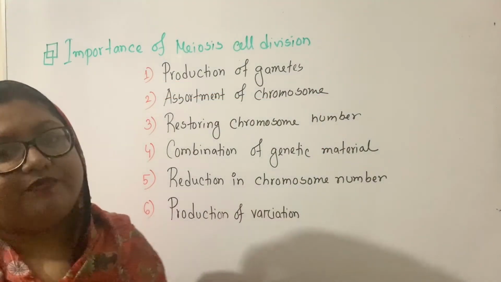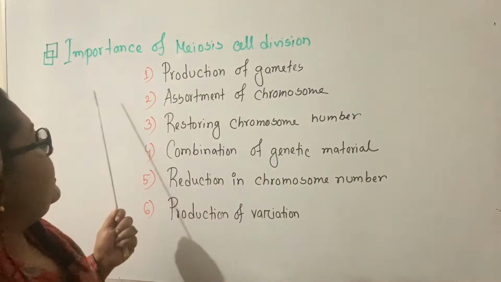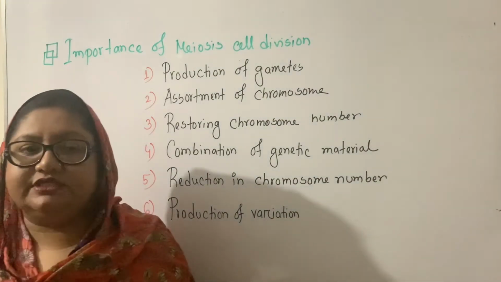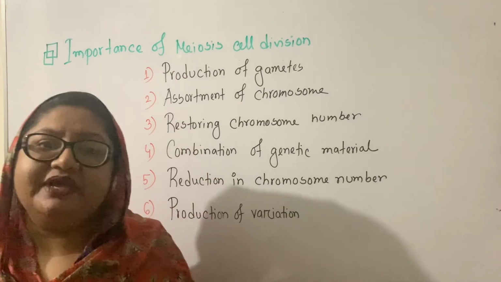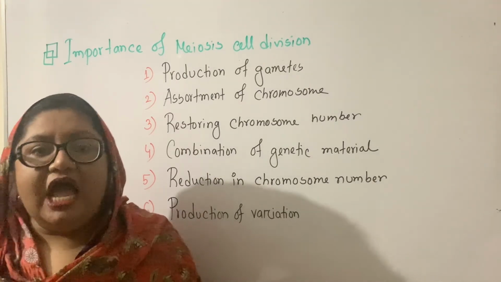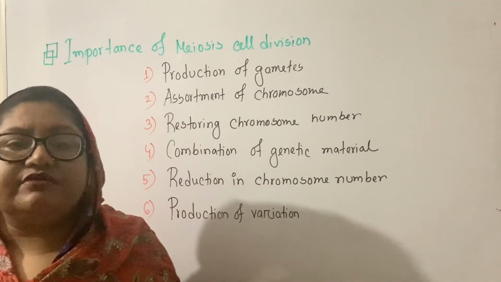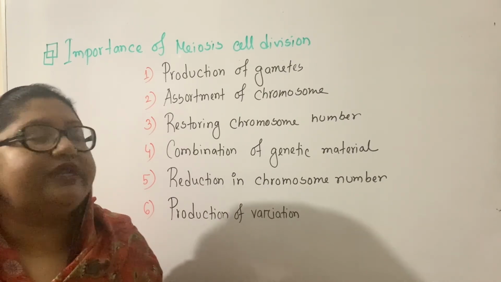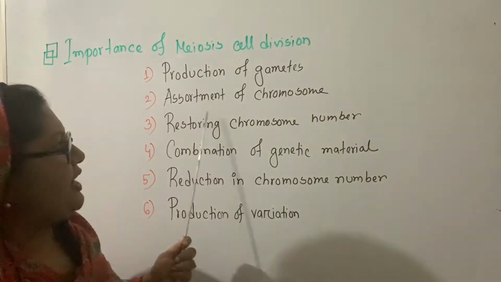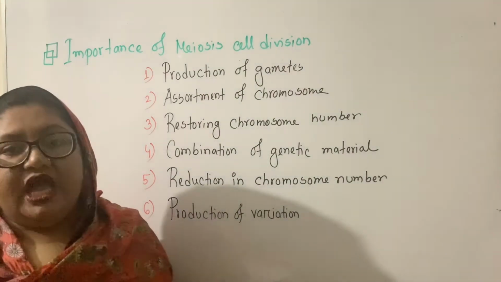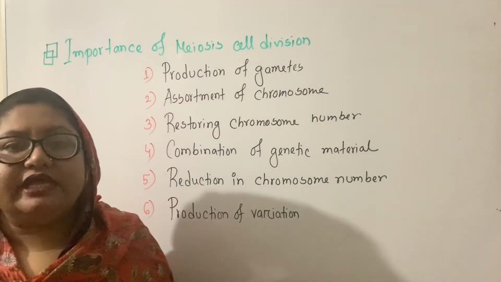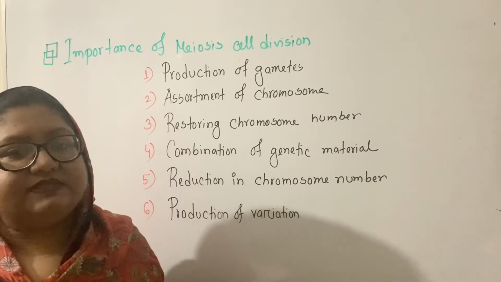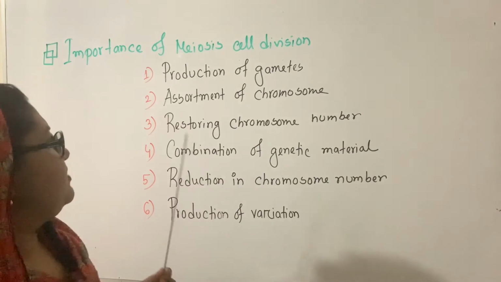Now, the importance of meiosis cell division. First point is production of gametes. Due to meiosis cell division, the male and female gametes are produced, and the male and female gametes are haploid, which helps in sexual reproduction in different organisms. Point number 2, assortment of chromosomes. In meiosis cell division, the paternal and the maternal chromosomes assort independently, which helps in controlling the traits.